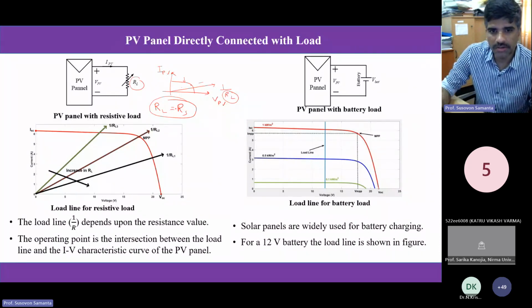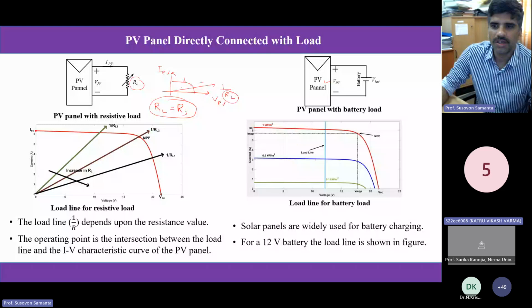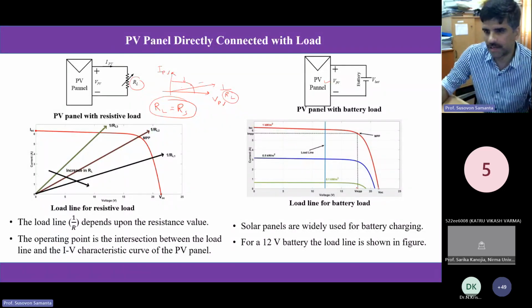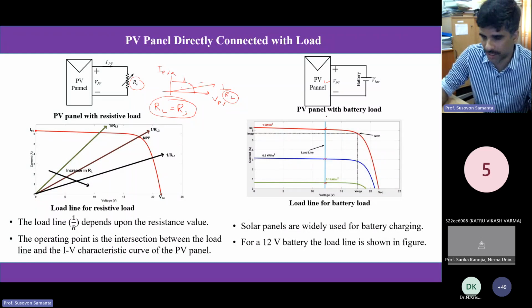Now, if I have a panel and I directly connect a battery. Say I have a PV panel with a VOC of around 20 volts, and a 12 volt battery. Then obviously the IV characteristic of the battery is a constant voltage, so it will look like this. You can understand that the crossing point will be your operating point. At that point, the PV panel will operate and accordingly supply the power.